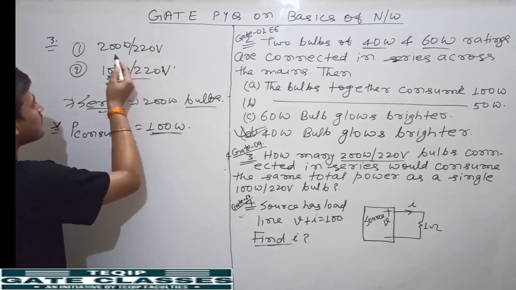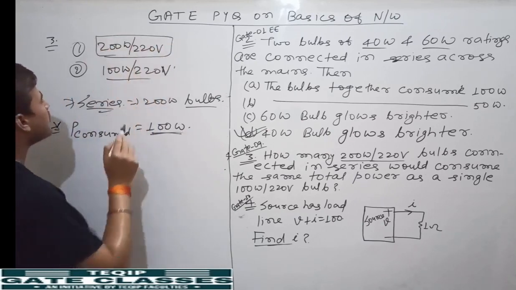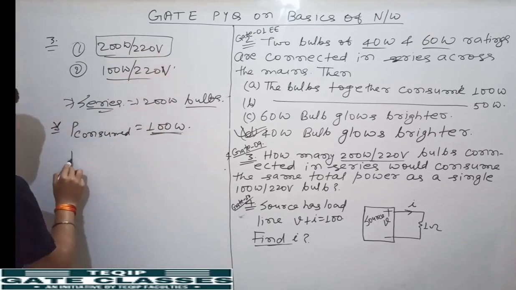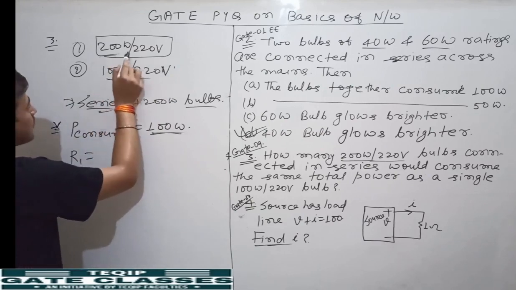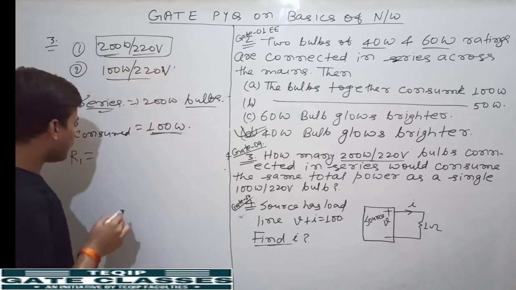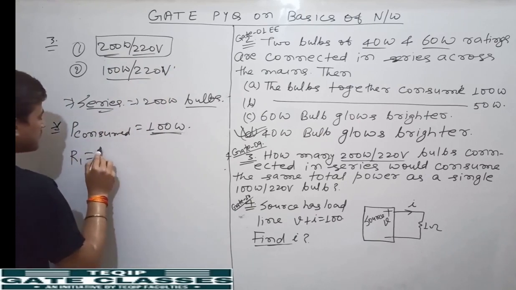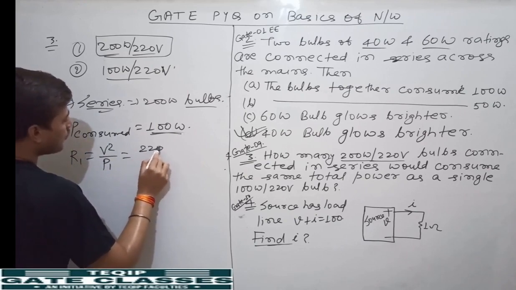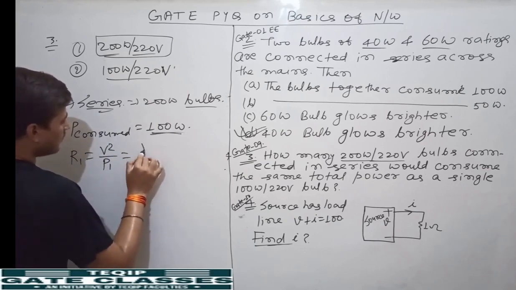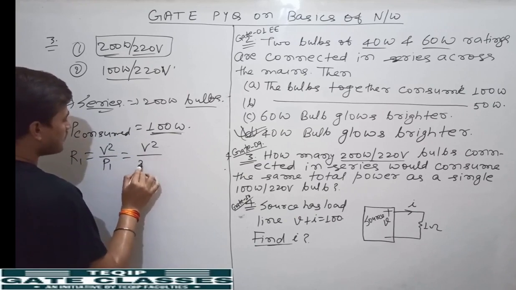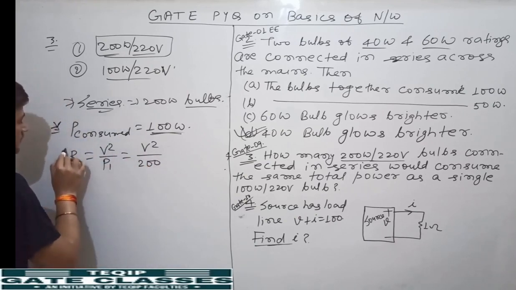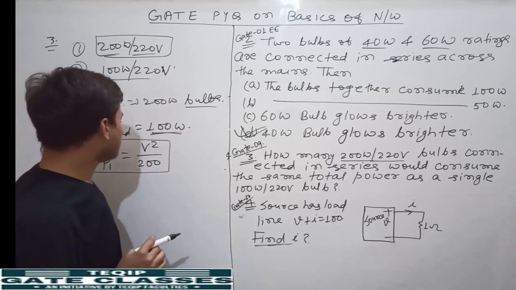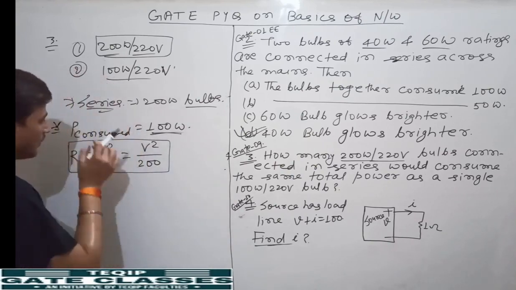Now when you are connecting many bulbs in series, you will have to write the resistance of the first bulb, that means 200 watt 220 volt. What will be the value of resistance? Resistance is V square divided by P1, so R1 is equal to V square divided by 200.